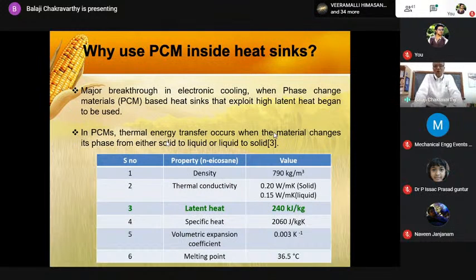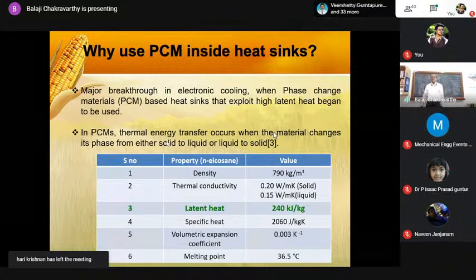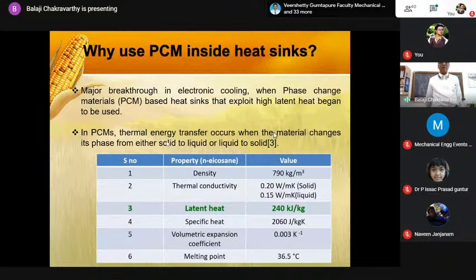Like this, you get high latent heat, but pay the penalty in thermal conductivity. So what will we do? In HA delta T, A can be increased in a passive way. How do we increase it passively? Fins. So combine fins with PCM. That's what our group has been doing.